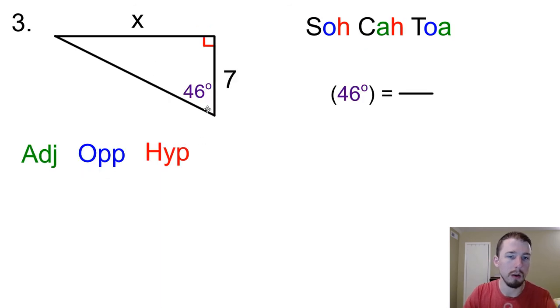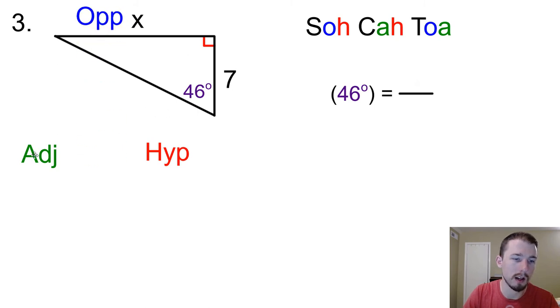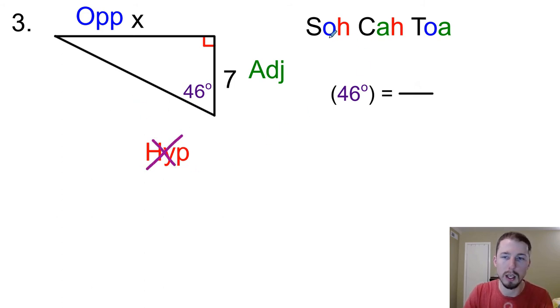All right, number 3, we need to label our sides with respect to 46 degrees. So we have the opposite side as x, and then the adjacent side, which is the one next to it that's not the hypotenuse. And if you notice, we're not using the hypotenuse on here, so that means we can't use the sine function and we can't use the cosine function.